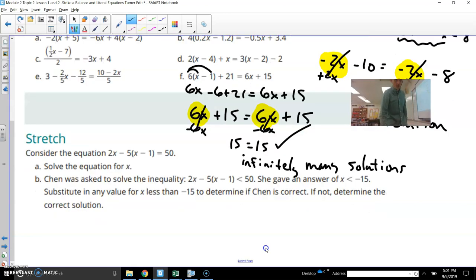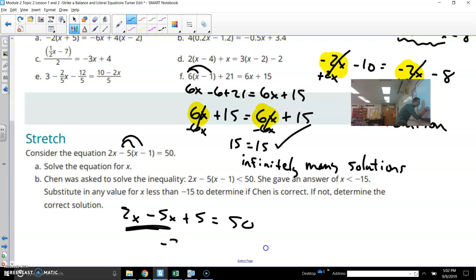Let's look at this stretch for a moment. It says, consider this equation, solve for x. So let's start by distributing. That gives you -5x plus 5. Really watch your signs because that's often a reason why students make easy mistakes. 2 minus 5, over here on the left, we have like terms. 2 minus 5 is -3x.